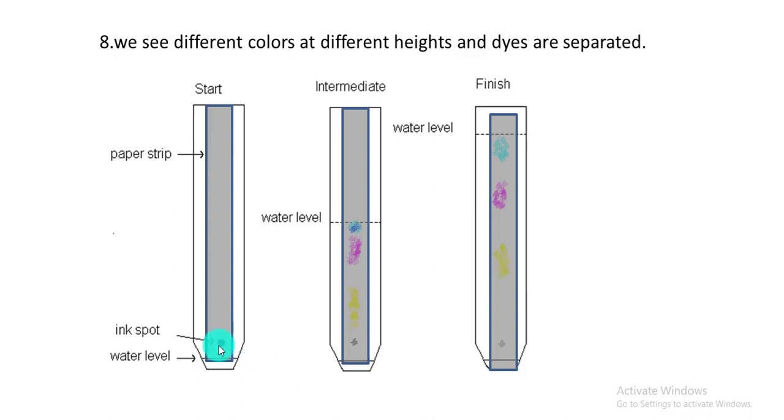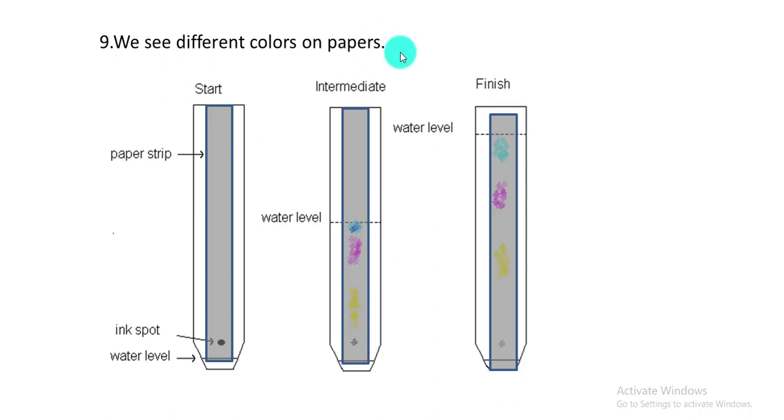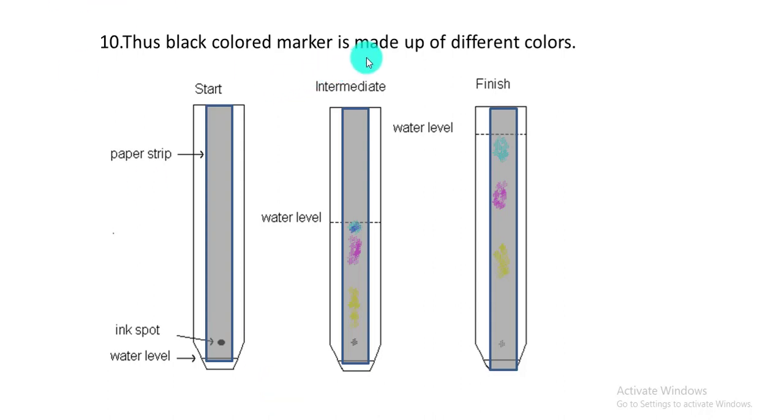From this spot, the dyes are separated like this. Then we see different colors on the papers, is it not? We are having different colors on the papers. Where do they come from? They come from this spot, the black line. Thus, black colored marker is made up of different colors. These are all the steps given in our worksheet book.